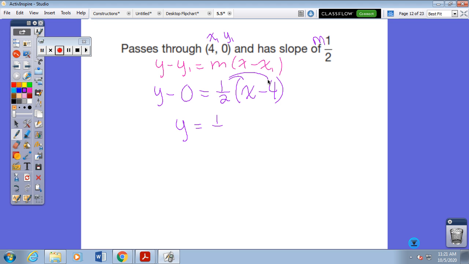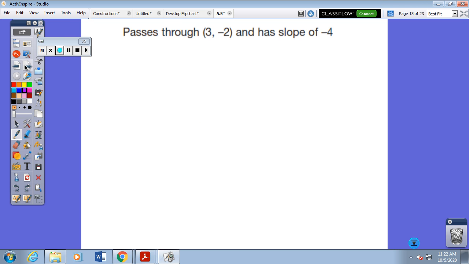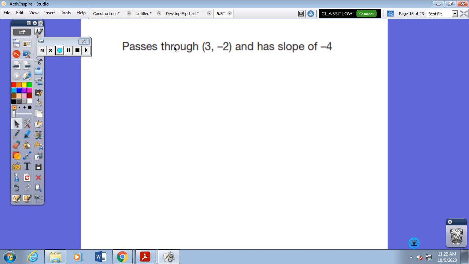Distribute: 1/2 x, make sure that x doesn't look like it's on the bottom, minus 2. Y equals mx plus b. Okay, I want you to go ahead and pause this one and try to set it up and solve it yourself.